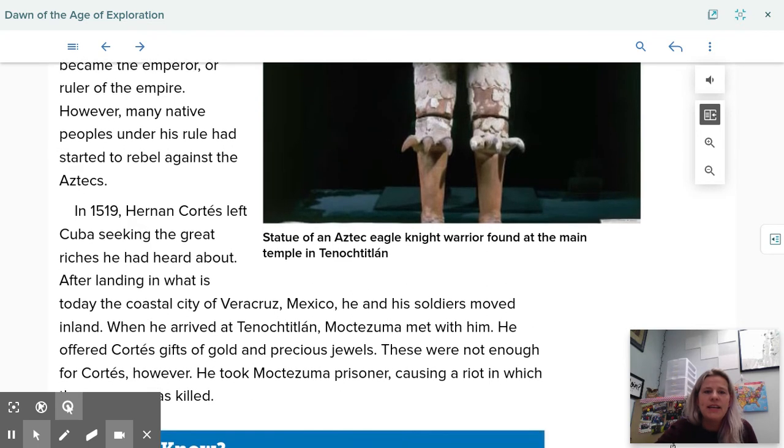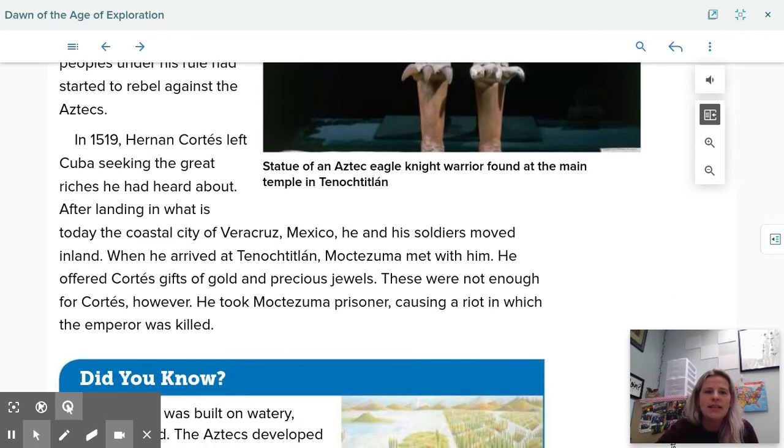In 1519, Hernan Cortez left Cuba seeking the great riches he had heard about. After landing in what is today the coastal city of Veracruz, Mexico, he and his soldiers moved inland. When he arrived at Tenochtitlan, Montezuma met with him. He offered Cortez gifts of gold and precious jewels. These were not enough for Cortez, however. He took Montezuma prisoner, causing a riot in which the emperor was killed.